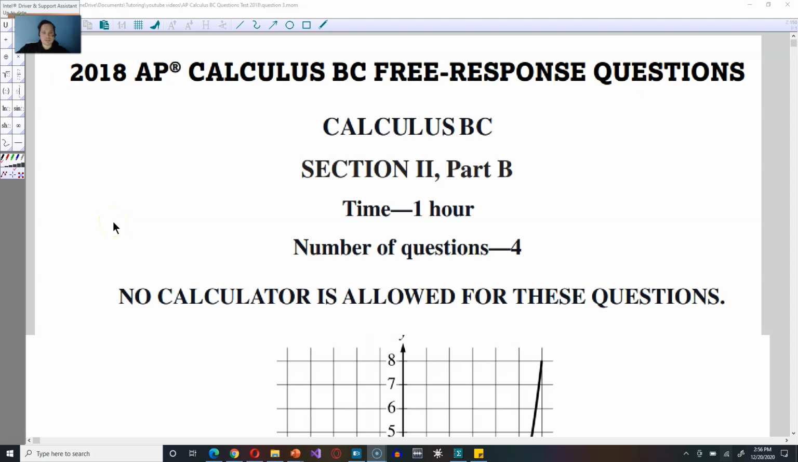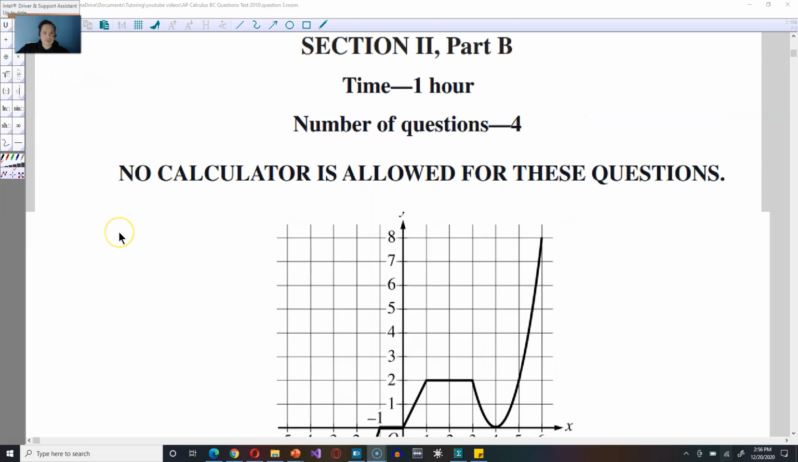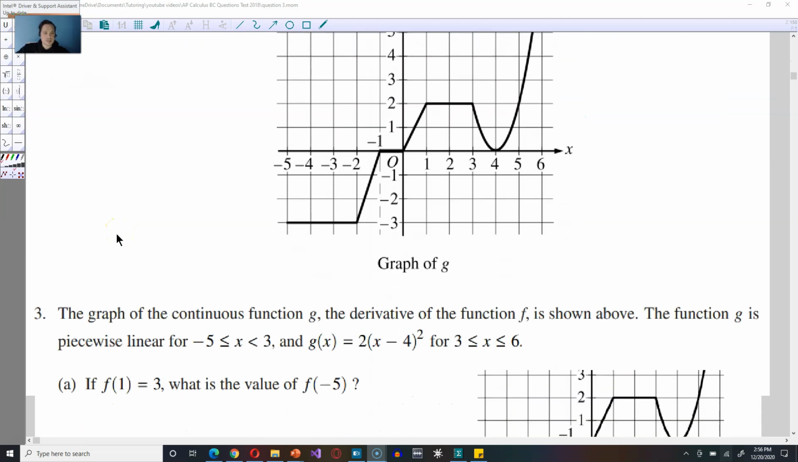Welcome friends, in this one we take a look at answering this question. It's a 2018 AP Calculus BC free response question, section 2 part B, and this is question number 3.